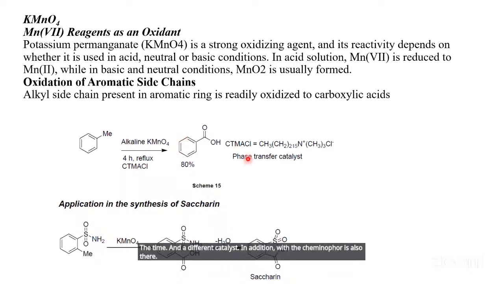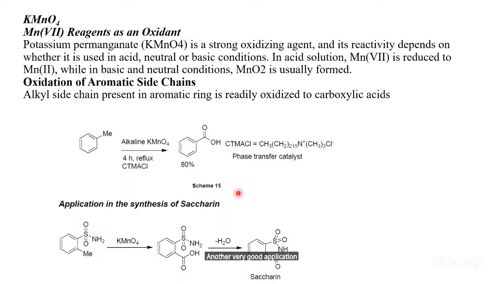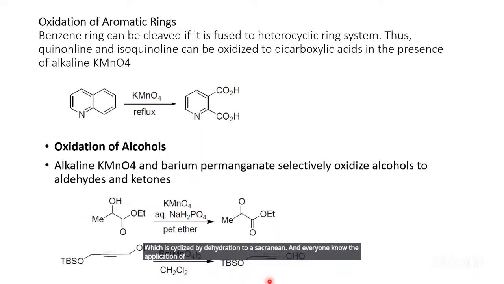Another very good application of permanganate is the synthesis of saccharin. Permanganate is easily used as an oxidizing agent to oxidize this side chain to the respective carboxylic acid compound, which is cyclized by dehydration to saccharin. And everyone knows the application of saccharin in day-to-day life.